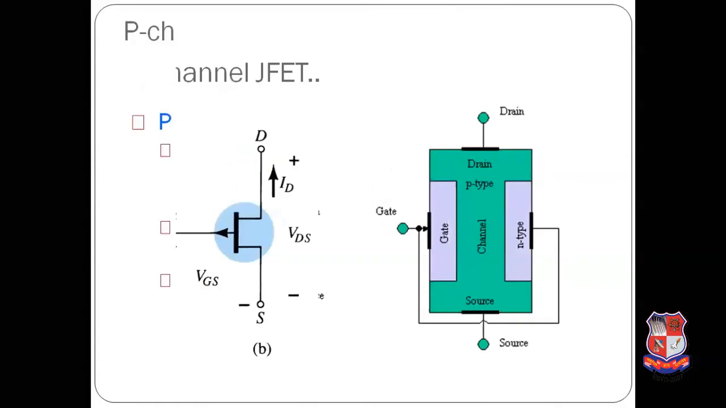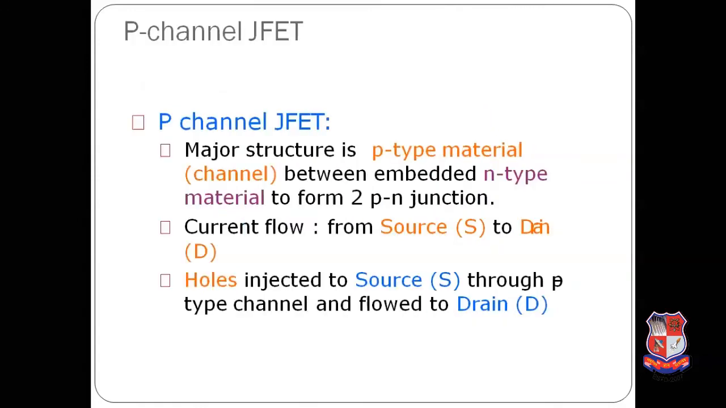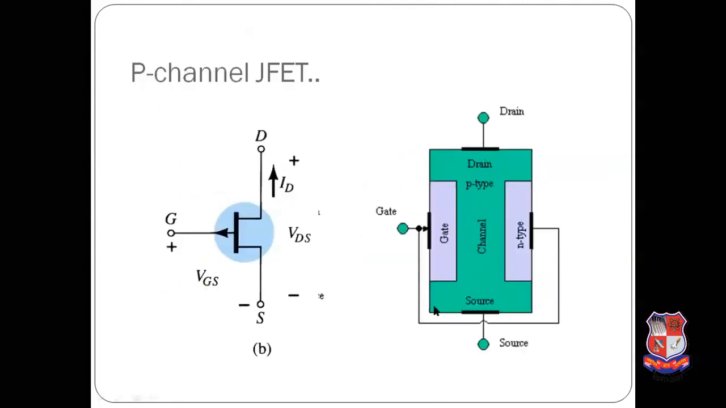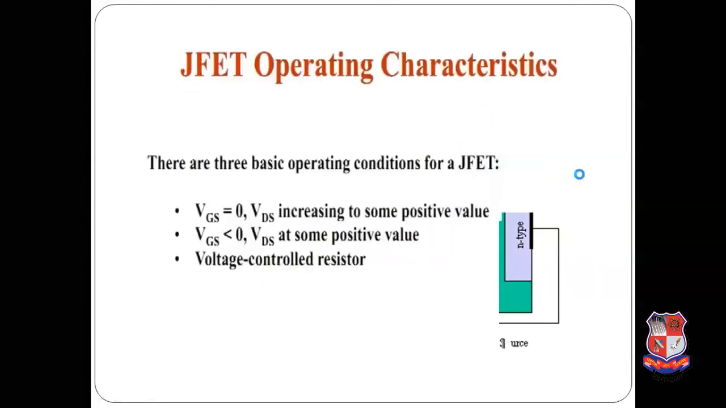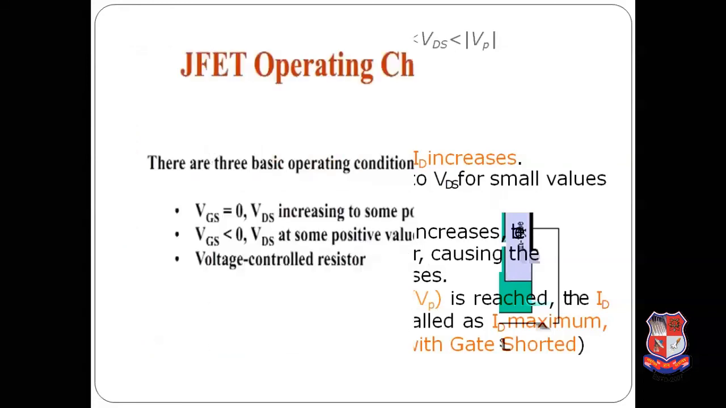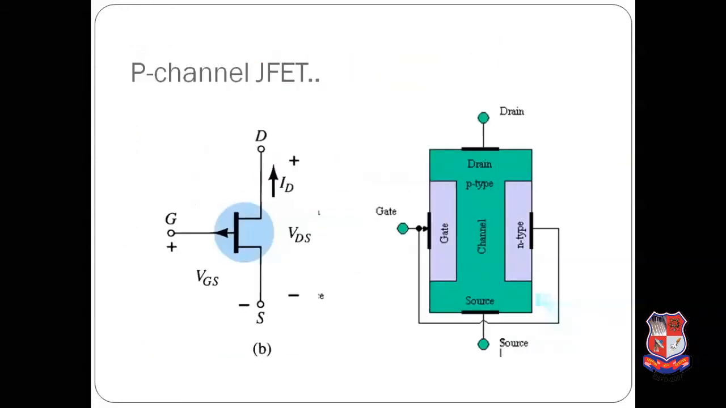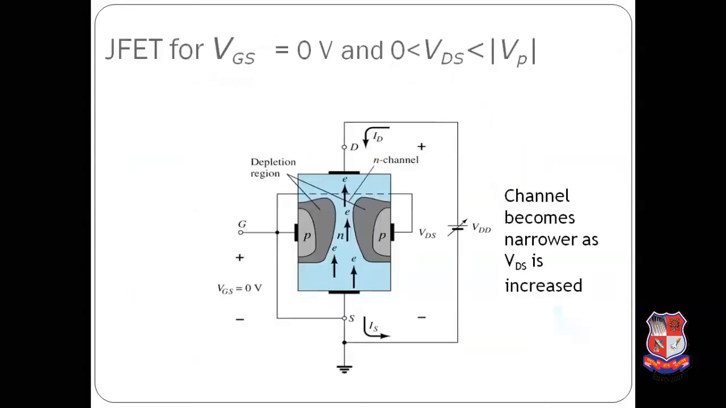Now see P channel JFET. Similar to N channel, but sign is changed. Why? Because now current flows from source to drain. In P channel JFET, current flows due to the holes only. In N channel JFET, current flows due to the electrons only. Holes are injected from source and go through the channel. Here P channel is connected. Drain contains the positive supply, source contains the negative supply. That's why if we consider negative supply, then there is no possibility of flow of electrons. So it is the final condition.